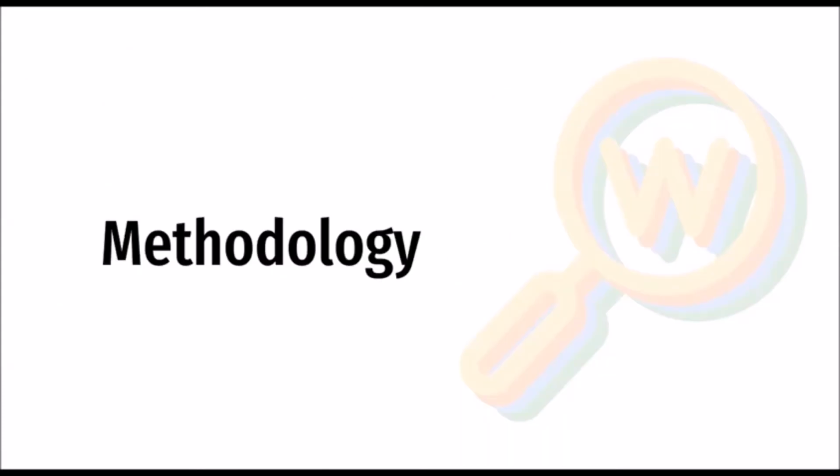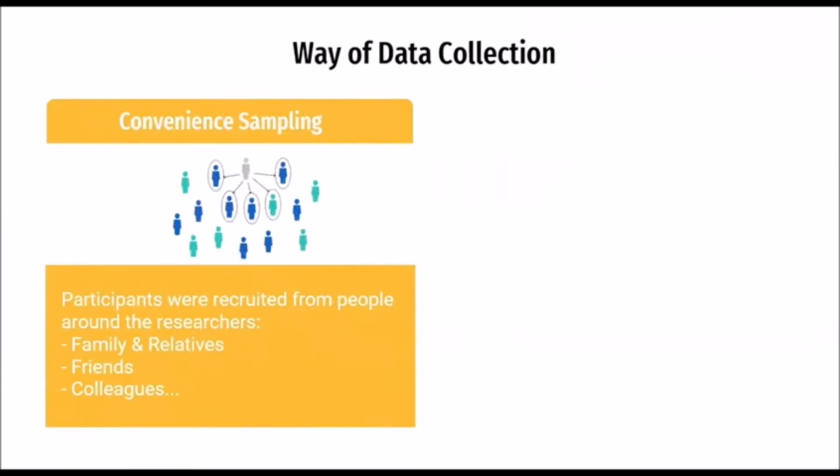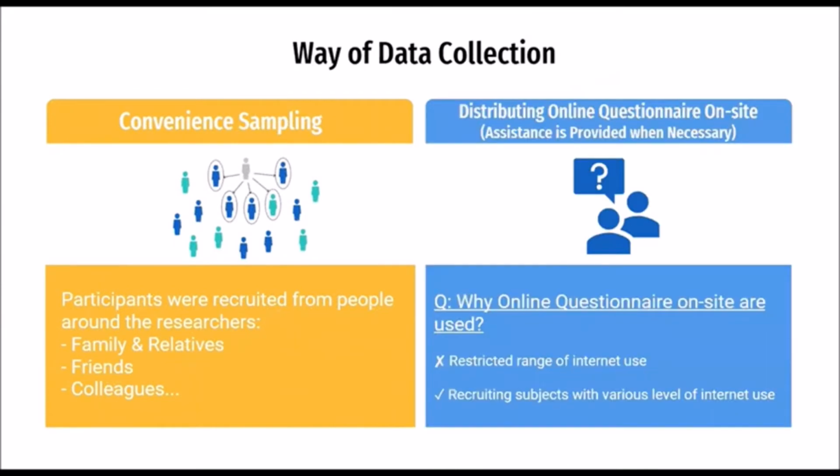For the methodology, participants were recruited through convenience sampling. Concerning the restricted range problem when distributing questionnaires via online platform, with the majority of subjects being heavy internet users, questionnaires were distributed on-site and assistance was provided when necessary, so that subjects with various levels of internet use could take part in the survey.